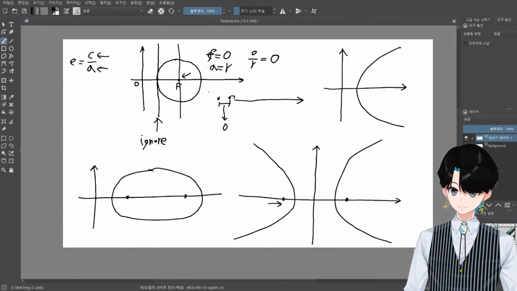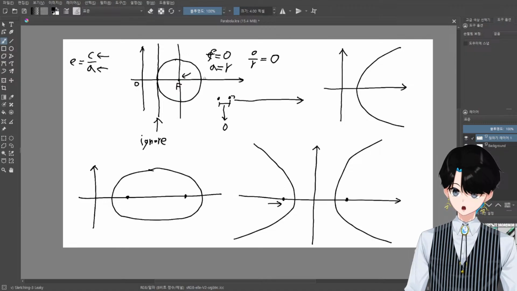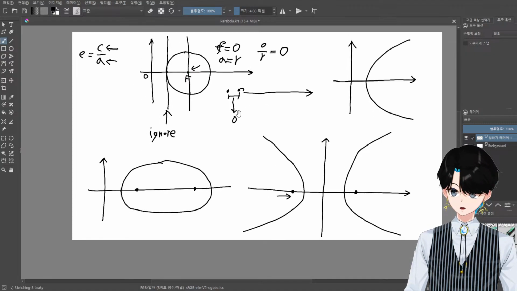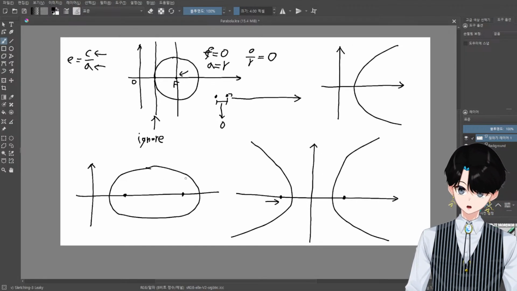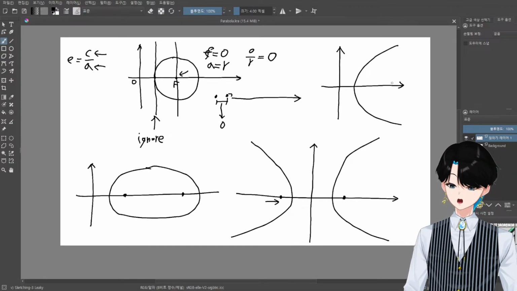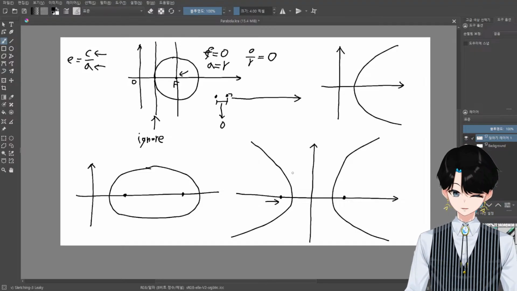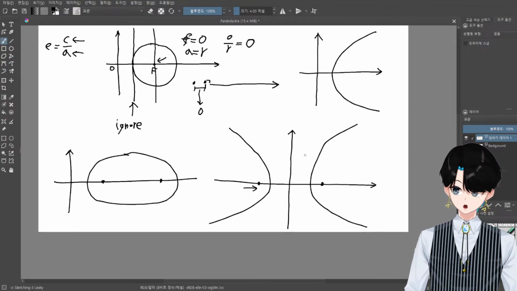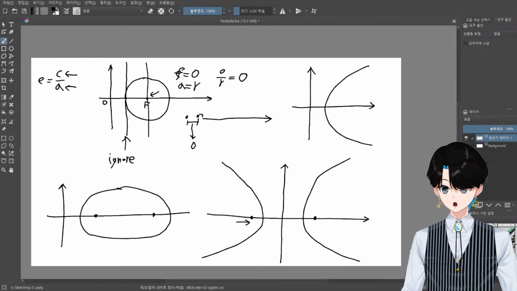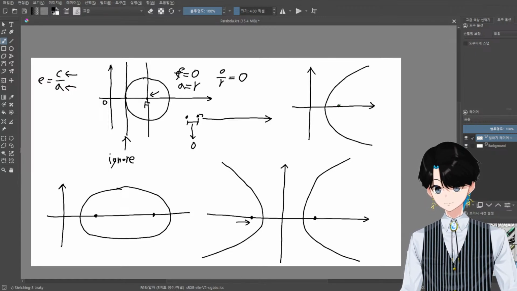So this one focal point from the circle goes in this direction. The ellipse turns into a parabola, and right after that moment it turns into a hyperbola. And one single point.